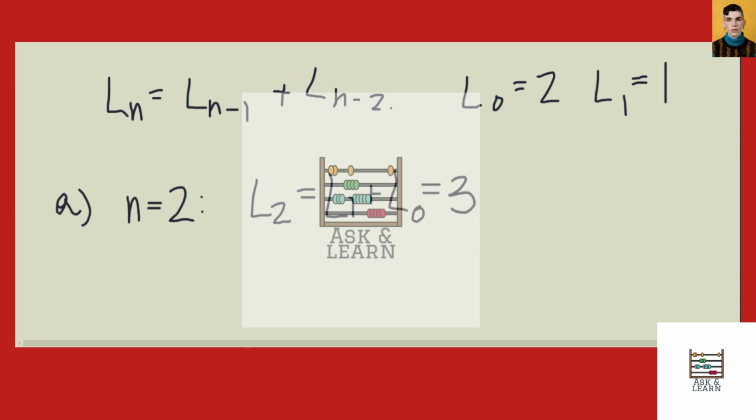So if n is equal to 2, we have that L_2, from the definition of the Lucas numbers, is L_1 plus L_0, which is 3. And we have that F_1 plus F_3 is going to be 1 plus 2, which is also 3, so that it works for the base case.